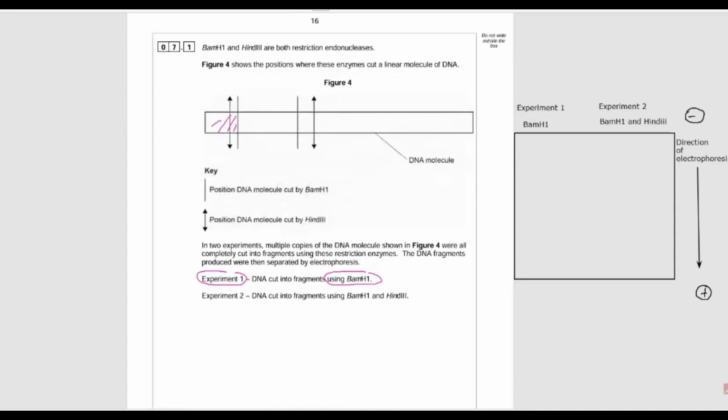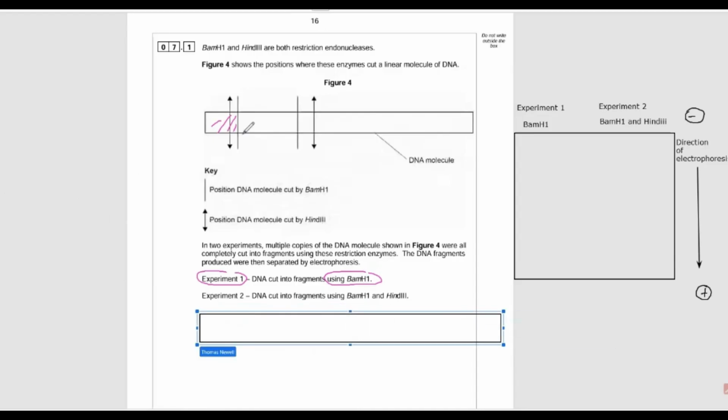By the way, pause the video, see if you can draw the pattern, and then unpause and watch me go through it. Okay, let me quickly draw it out. Let's delete that. All right, we're looking at experiment 1 now. So hopefully you paused the video and had a go on some scrap paper.